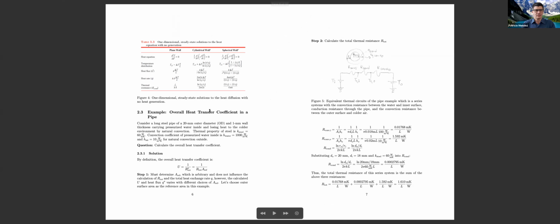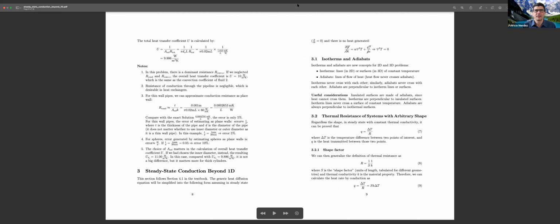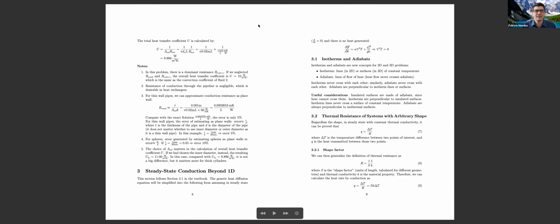Okay, so we saw this case here of a pipe. And we talked about adiabats and isotherms. And then we talked about thermal resistance of systems of an arbitrary shape. And we introduced the concept of the shape factor. And the shape factor was a way of predicting thermal resistance using tabulated values done by people who spend lots of years working on each problem.